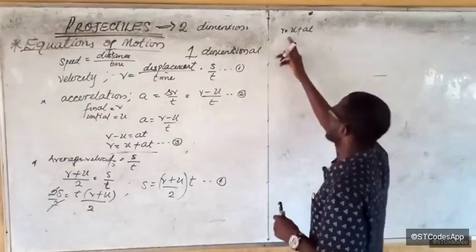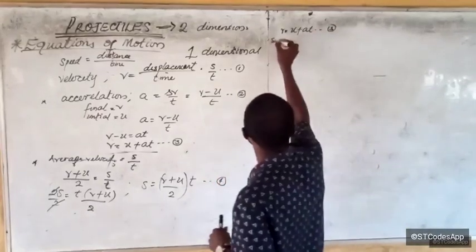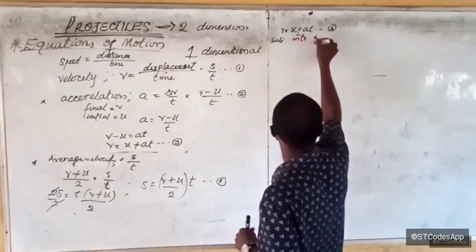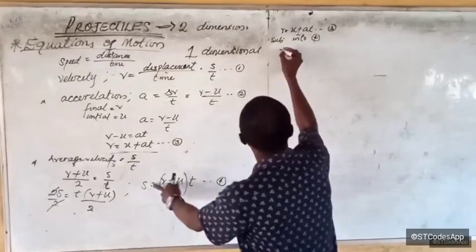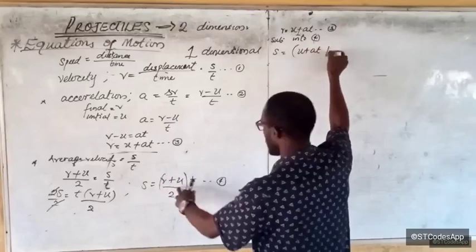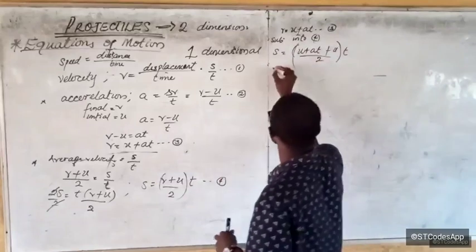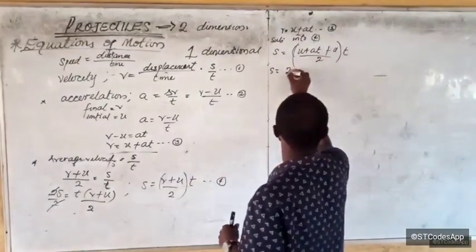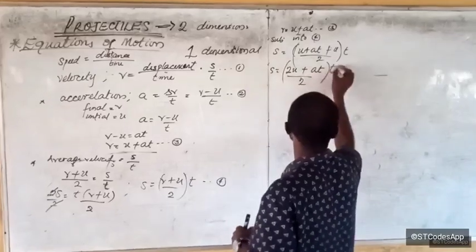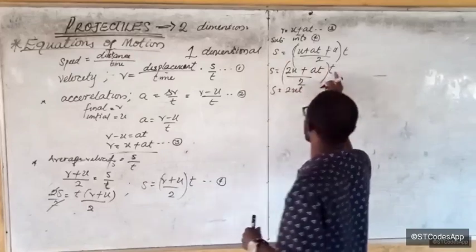All right. So we have v is equal to u plus at, and that is equation 3. So we are going to substitute that into equation 4. Equation 4 says this. So we have s to be equal to, where we find v, we put u plus at, then plus u over 2 all times t. So s becomes 2u plus at all over 2 all times t. Let me separate this out. Let me distribute the t.